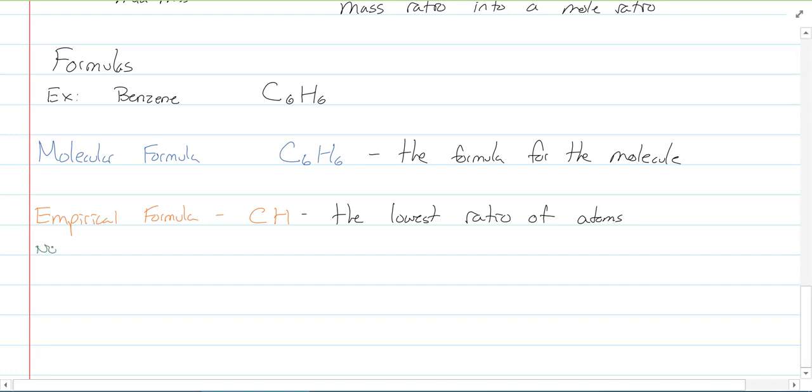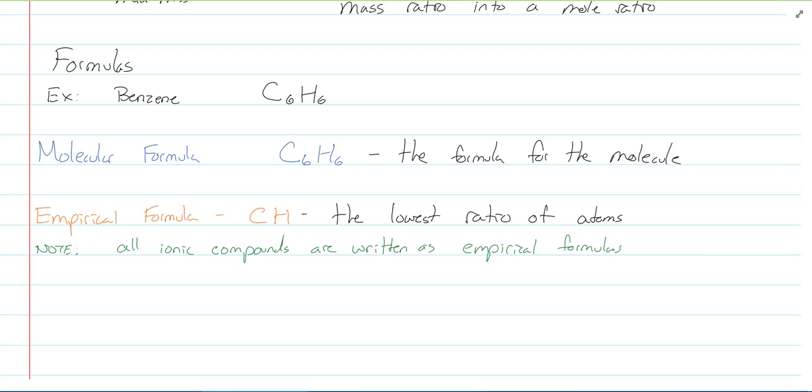Note, all ionic compounds are written as empirical formulas. They're all written as empirical formulas. And the reason they're doing that is because it's a ratio of cations to anions.